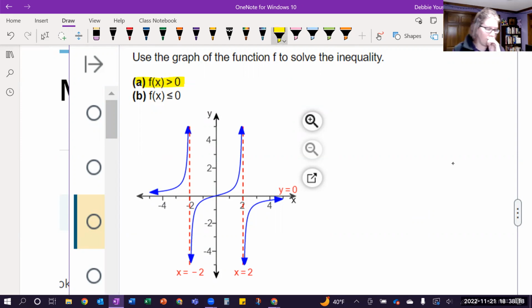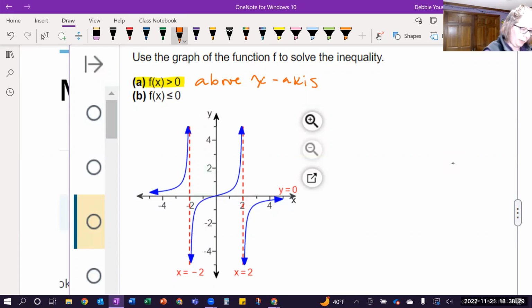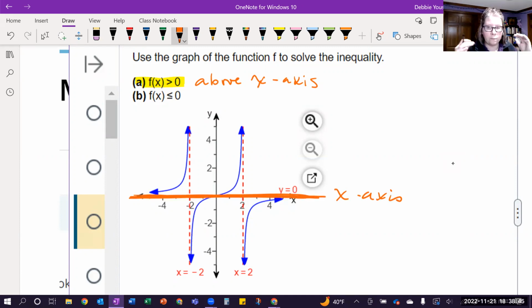So where this is greater than 0, what that means is above the x-axis. So I'm looking at my graph and I'm saying, okay, where's my x-axis? My x-axis is right here that I traced over in orange, okay? That's my x-axis. So I want everything where my graph is above that. Well, I'm just going to trace over the parts of my graph that I see that are above. So I traced over in yellow there, the parts that are above.